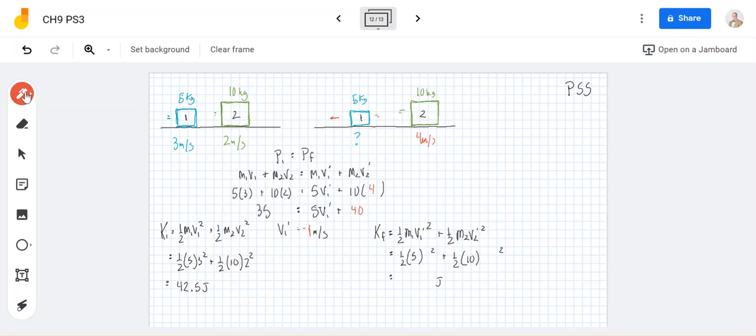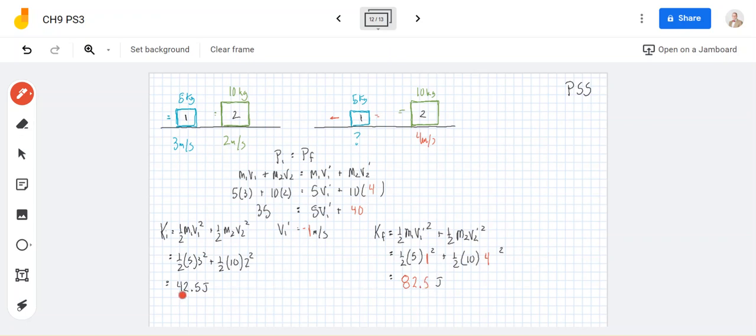Let's look at the final side over here. So 1/2 m. What's the v of this one? It's 1. Now, I know it's -1, but we're going to square it. And this one is 4. Okay, so when I go to plug that in the calculator, 4 squared is 16. 16 times 10 is 160, and half of that is 80. And over here, 1/2 of 5 is 2.5. So I end up with 82.5 as the new total energy.